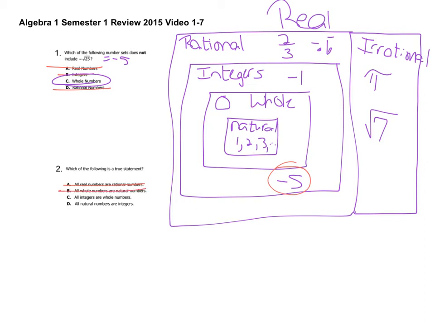So that's not true. All integers are whole numbers. Is the integer square inside the whole number square? No, these negatives are not whole numbers. So all integers are not whole numbers. Are all natural numbers integers? Well, look at your natural numbers: 1, 2, 3, 4, 5, 6, 7, 8, 9, 10. Are those all integers? Yes, the whole box of natural numbers is inside the integer box. So D is my true statement.